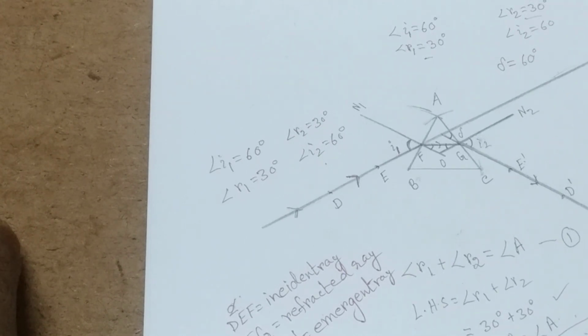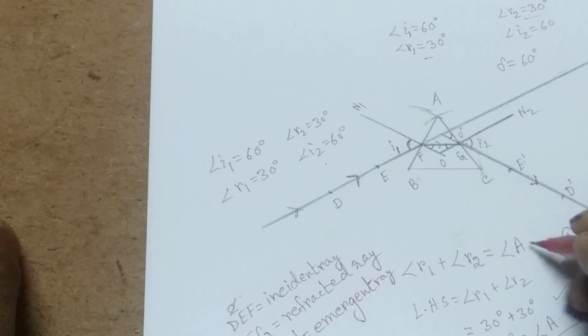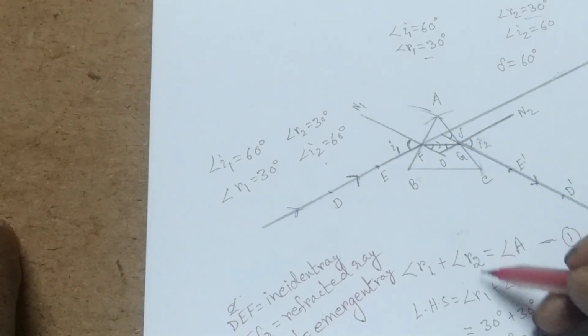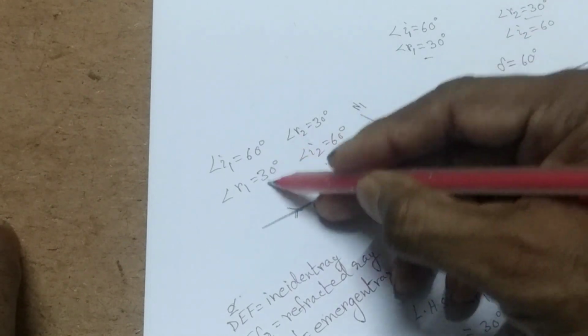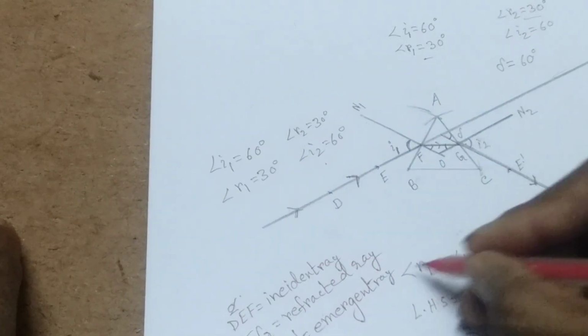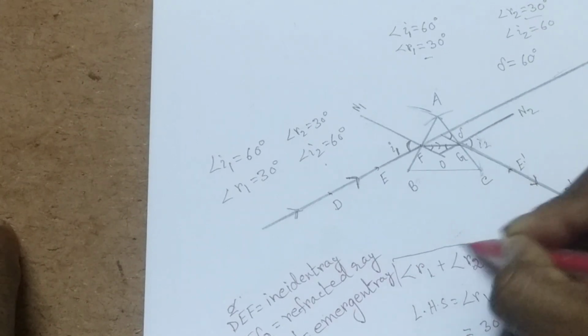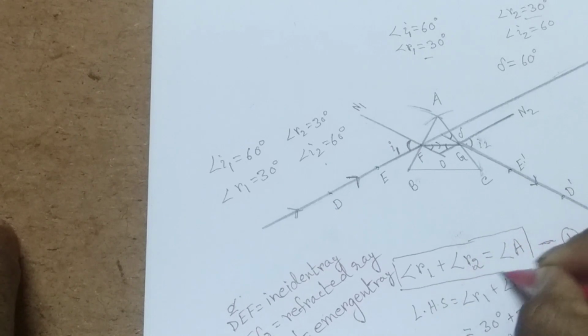And it is known from the theory of angle of deviation that angle I1 should be equal to angle I2, and here we got 60 degree. And also angle R1 plus angle R2 is equal to angle A. Let us check this one also. Angle R1 we get as 30 degree, angle R2 we get 30 degree, that is 60 degree, the angle of prism. That means this theory is also correct in this experiment. That is angle R1 plus angle R2 is equal to angle A.